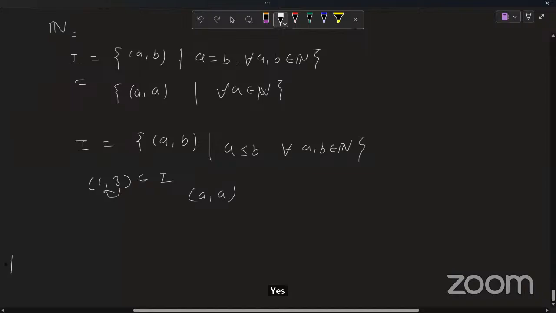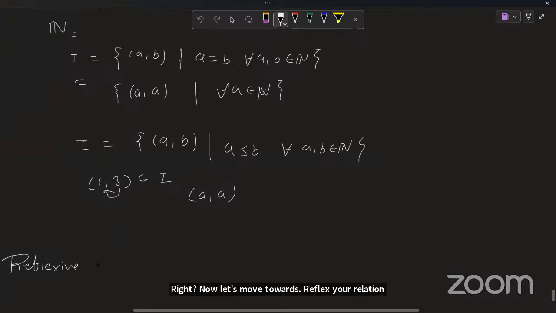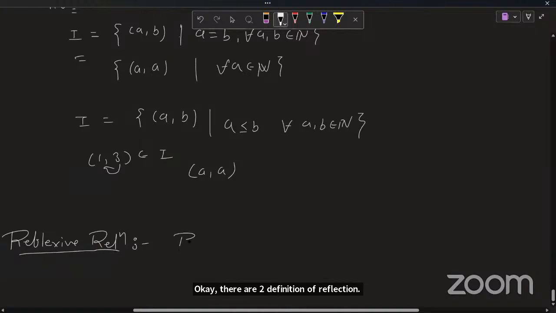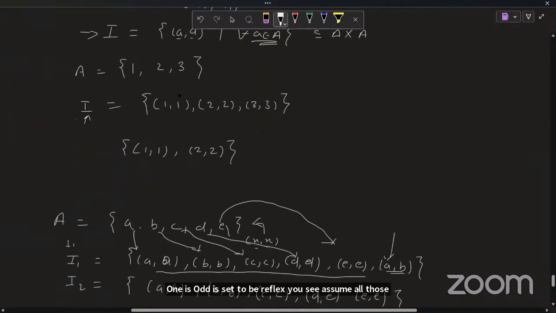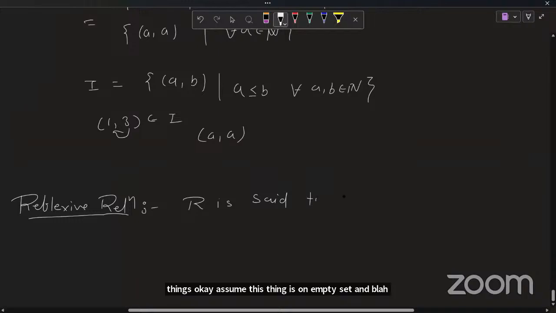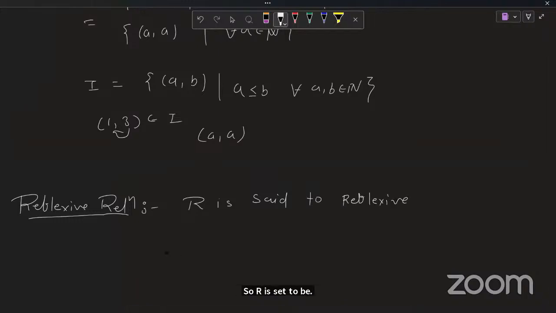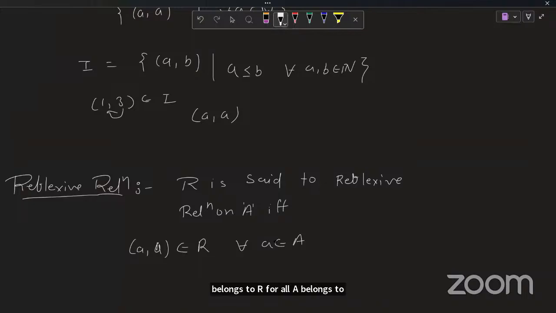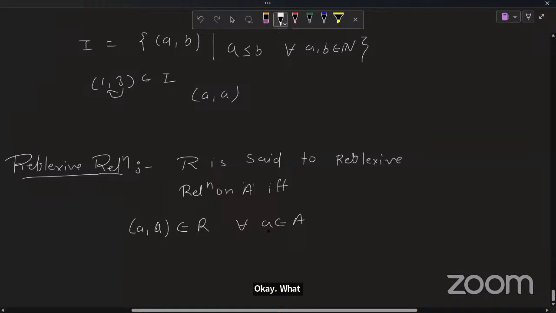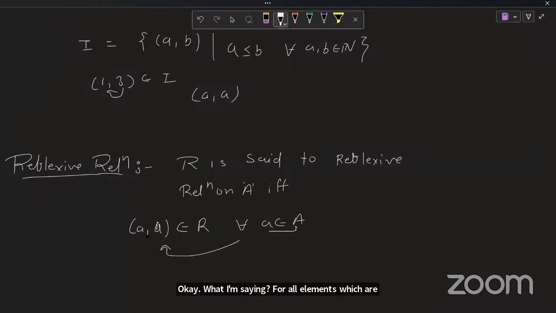Now let's move towards reflexive relation. There are two definitions of reflexive relation. One: assume all those things, that A is a non-empty set and so on. R is said to be a reflexive relation on A if and only if all the pairs like (a,a) belong to R for all a belonging to A. What I am saying is, for all elements inside A, if all the pairs like this are inside R, then we say it's a reflexive relation.